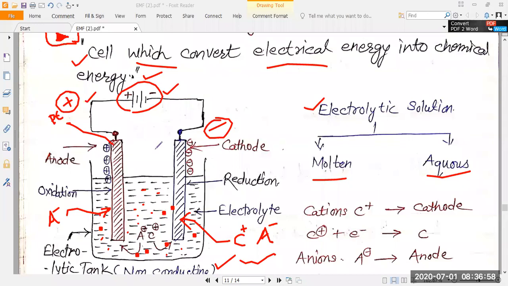So in electrolytic solutions there are two types: molten electrolytic solution and aqueous electrolytic solution. First we have to understand what molten electrolytic solutions are. Molten electrolytic solutions are those solutions which are in liquid state when we heat. Suppose NaCl is an electrolyte, NaCl is a good electrolyte, an ionic compound.